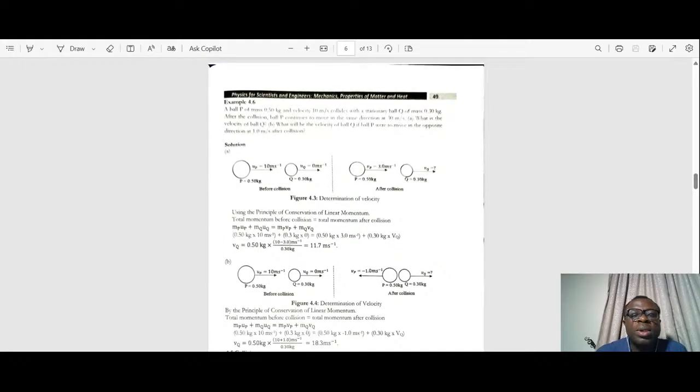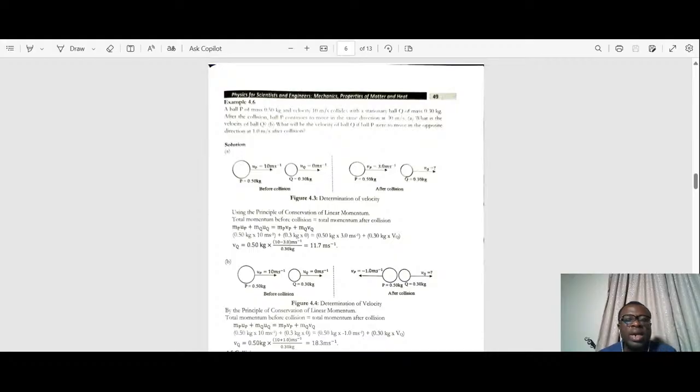When you look at this question properly, the solution: we know that P has a mass of 0.5, the initial velocity is 10. Q has a mass of 0.3, the initial velocity is 0 because it is stationary. You need to take note of that. Then after collision, the mass is still the same, but the velocity of P changes to 30 meters per second, and the mass of Q is still 0.3, and the velocity is what we are looking for.